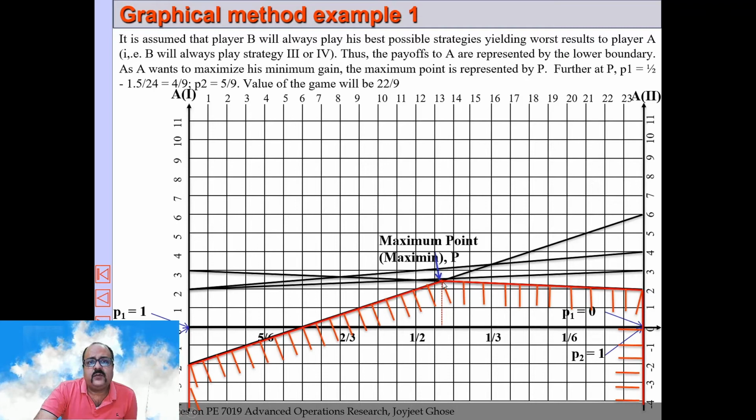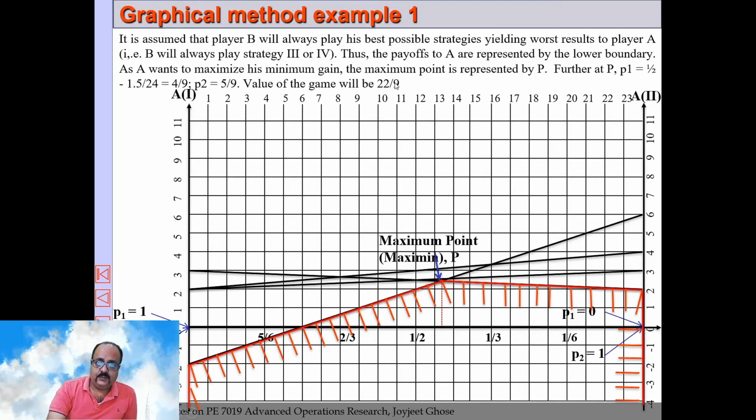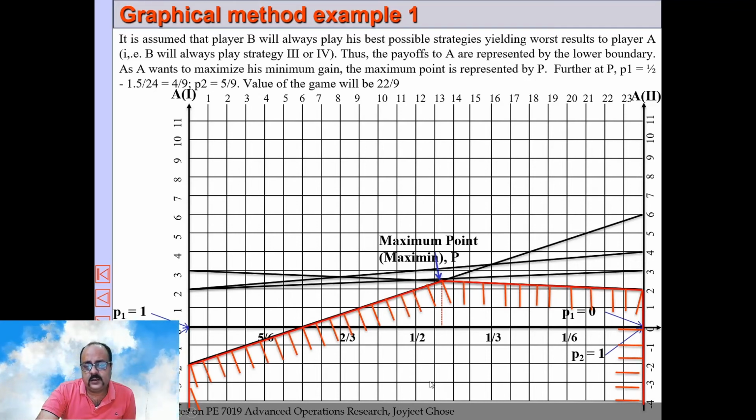Now to find the value of the game, you will put the value of P1 and P2 in equation 3 and equation 4, and you will find the value of the game. It comes out to be 22/9. I repeat, to find the value of the game, you will use the values of P1 and P2 in equation 3 and equation 4 only.